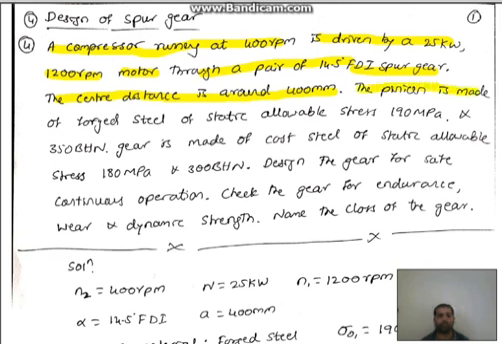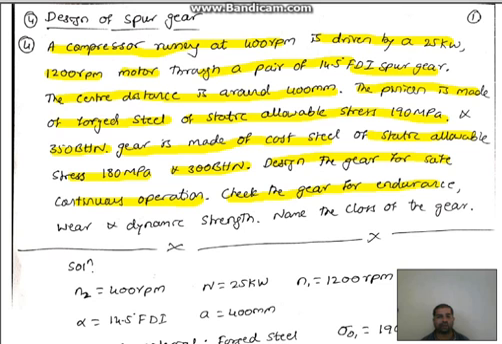The pinion is made of forged steel of static allowable stress 190 MPa and 350 BHN. Gear is made of cast steel of static allowable stress 180 MPa and 300 BHN. Design the gear for safe continuous operation. Check the gear for endurance, wear, dynamic strength. Name the class of the gear.